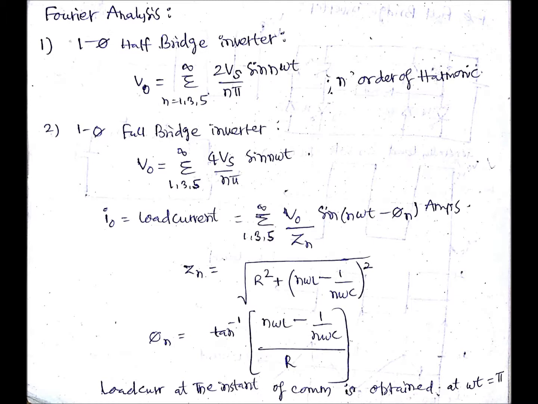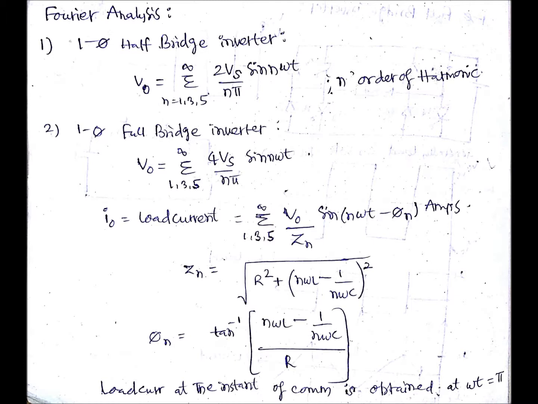Okay, so then what is the load current I0? Suppose we consider an RLC load, the most general case. The I0 will be V0 by Zn, sin of n omega t minus phi n, because as we said there will be some phase difference between voltage and current, and so it is divided by the impedance. So what is that impedance? If it is an RLC load, that will be square root of R square plus n omega L minus 1 by n omega C, whole square. This is very simple here.